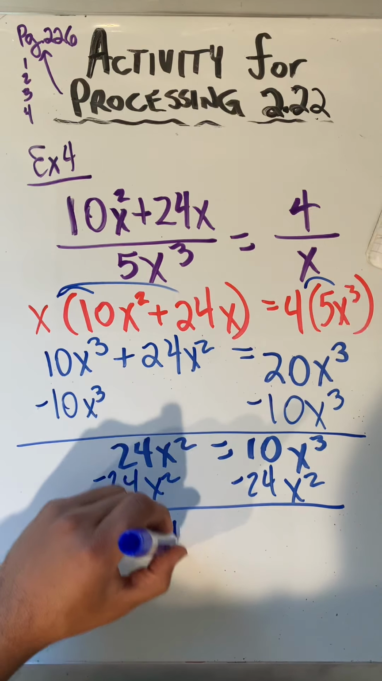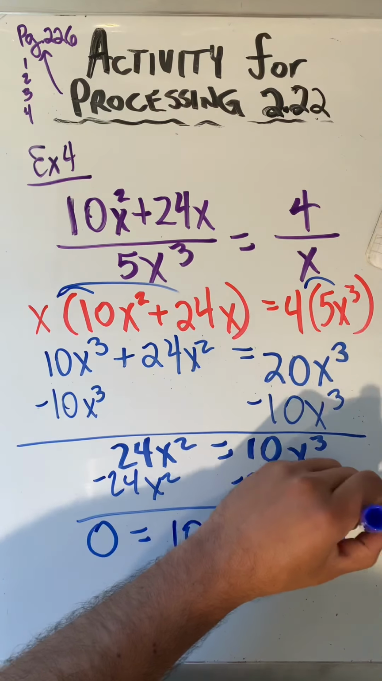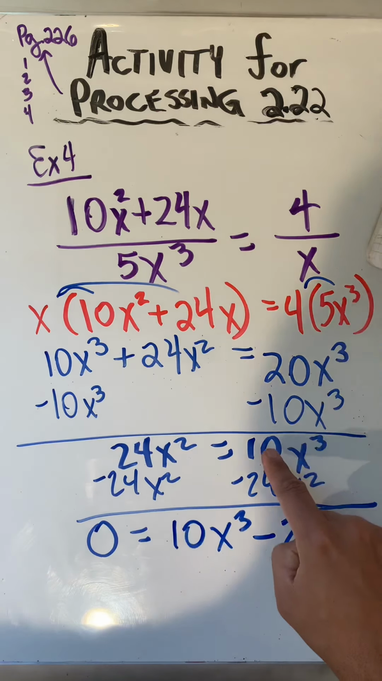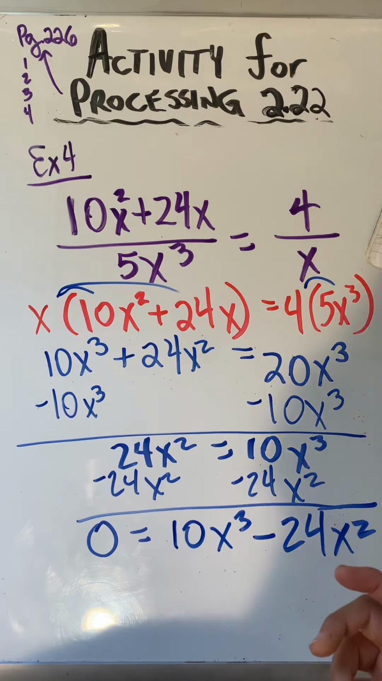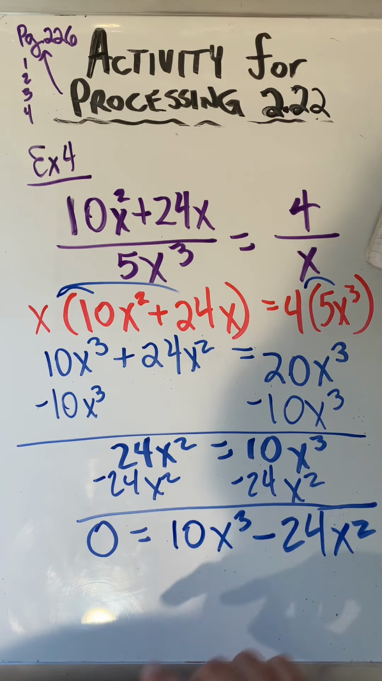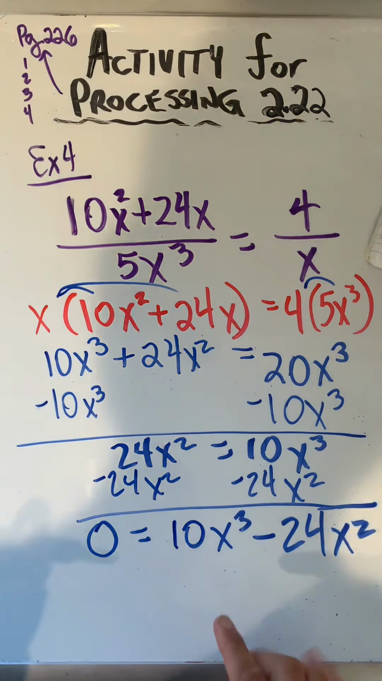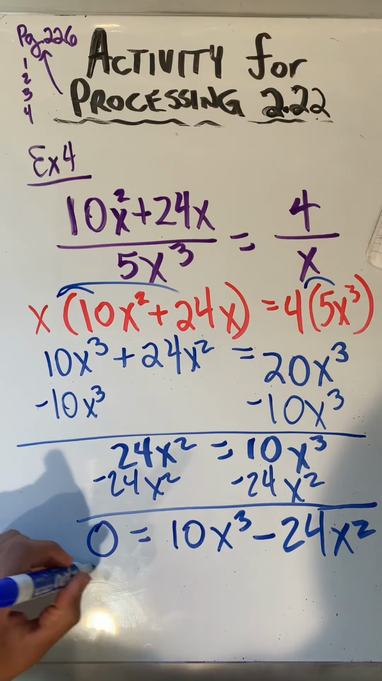Okay. So here's what we got. We're going to set this up here. And I know some of you were like saying, oh, is this negative 14x cubed or negative 14x squared? It's neither. These are not like terms right here. X cubed and x squared are not like terms, so keep them separate. So now we have a cubic function set equal to 0, and we can actually start factoring here.